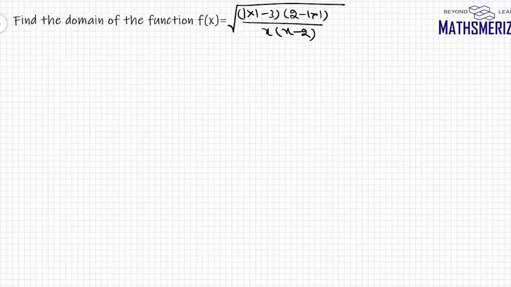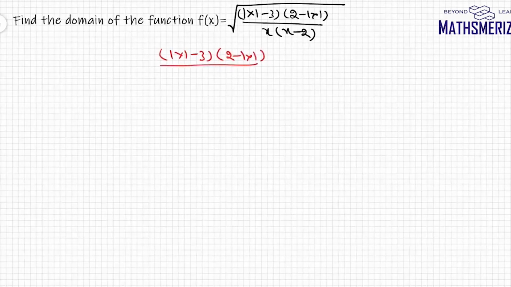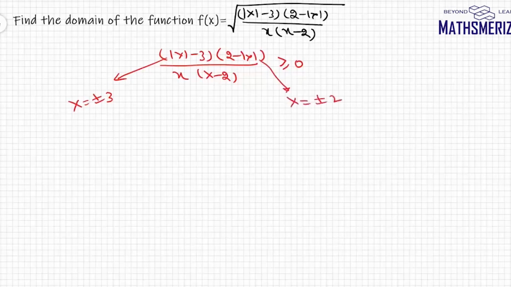Now for this question, I need to find the domain of this function. So clearly there is a square root function. So I'll write mod of x minus 3, 2 minus mod x, x minus 2, and this should be greater than or equal to 0. Now for this one, roots are x equals plus or minus 3. For this expression, roots are x equals plus or minus 2. For the denominator, it will be x equal to 0 and x equal to 2.